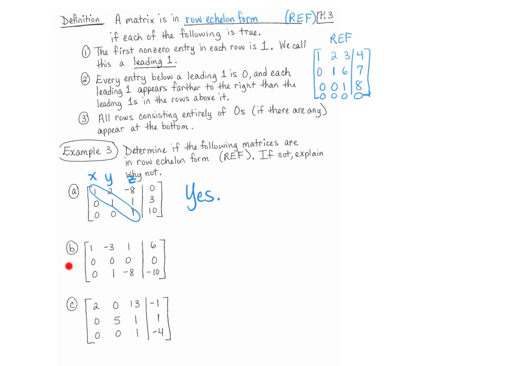Okay. B. Is it in row echelon form? No, wait a minute. Why not? Say what? The row of zeros is not at the bottom. Yeah. The row of zeros should be at the bottom.